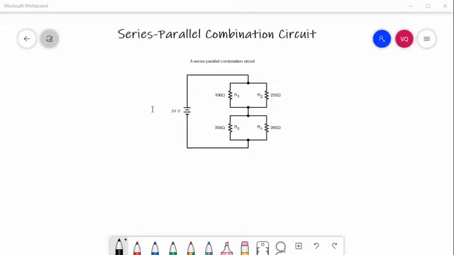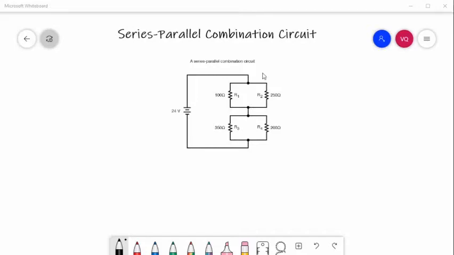So, components are connected in series in some parts and parallel in others. We won't be able to apply a single set of rules to every part of the circuit. Instead, we will have to identify which parts of that circuit are series and which parts are parallel. Then selectively apply series and parallel rules as necessary to determine what is happening.